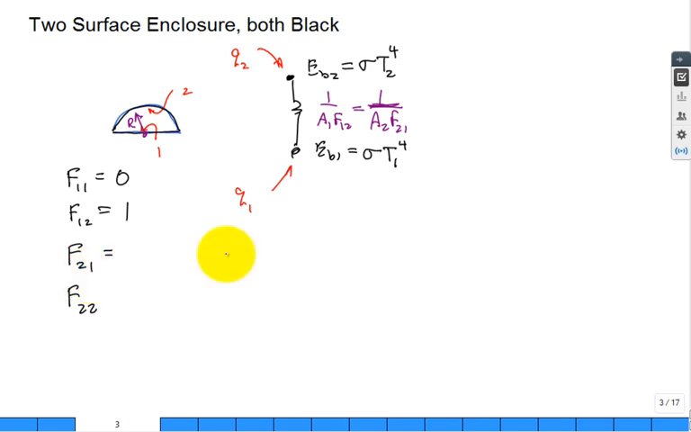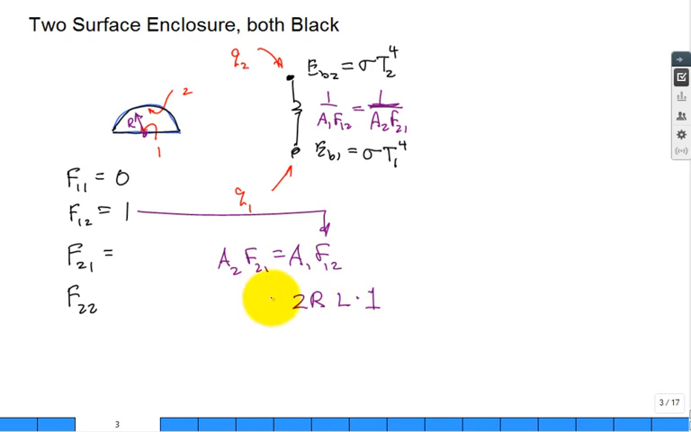Reciprocity. So you say A2 F2 to 1 is equal to A1 F1 to 2, and we already calculated that one. And so what is A1 equal to? 2R times some infinite length in the third dimension into the paper, into the plane. So that would be 1. And then you divide by the area 2. What would that be?